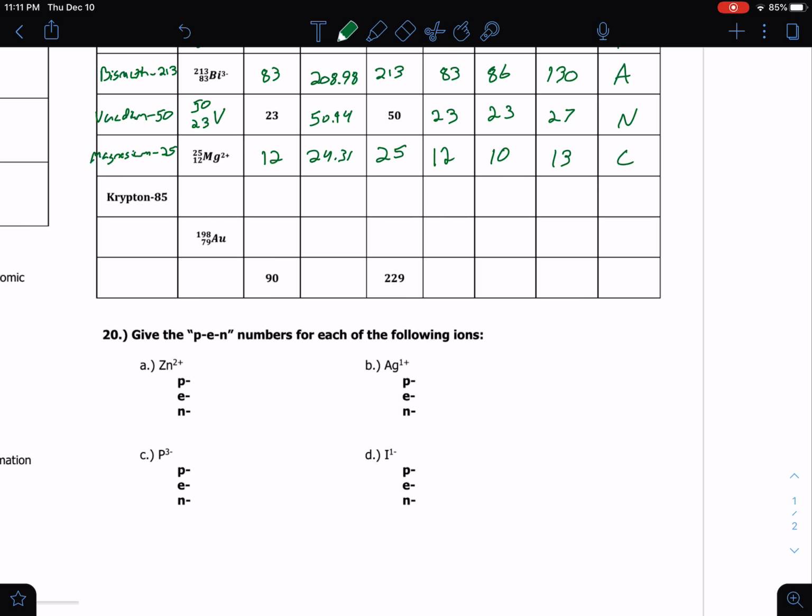You're going to need your periodic table. So I'm going to grab mine real quick. Let me find it.